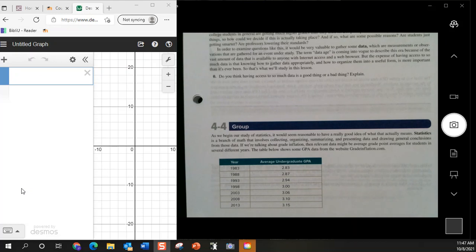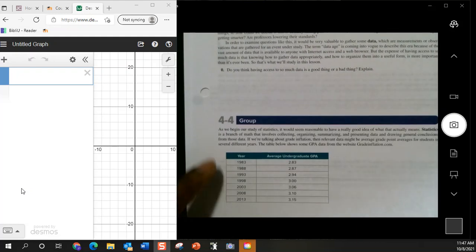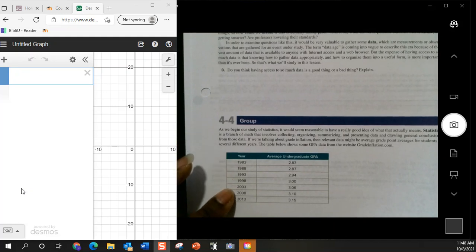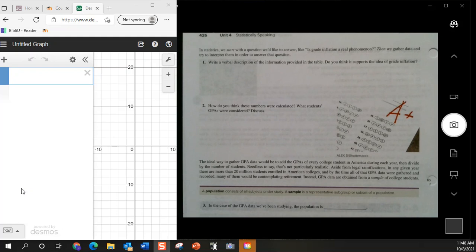The table below shows some GPA data from the website gradeinflation.com. And you see here, we go from 1983, looks like in intervals of 5 years, all the way up to 2013. Now, it says here, in statistics, we start with the question we'd like to answer, like, is grade inflation a real phenomenon? Then we gather data and try to interpret them in order to answer the question. It sounds reasonable enough. All right. Write a verbal description of the information provided in the table. Do you think it supports the idea of grade inflation?